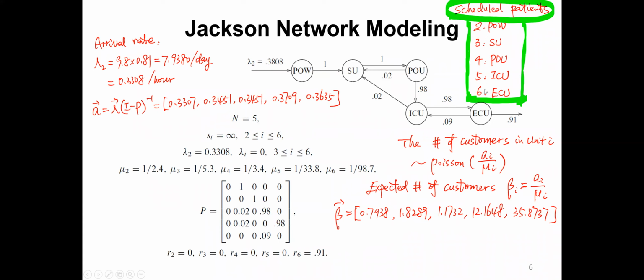For example, in state 6, the extended care unit, on average we expect 35.8737 patients in unit 6.